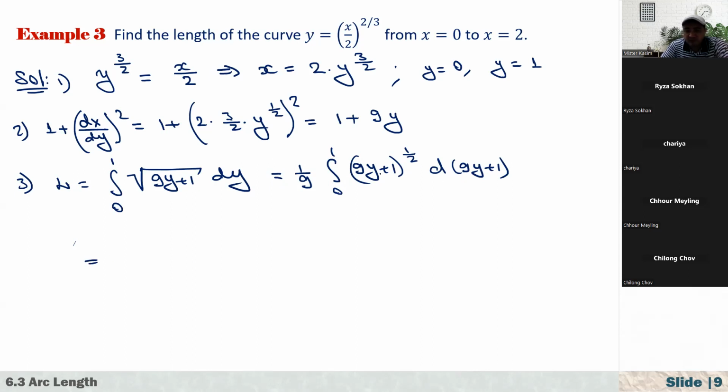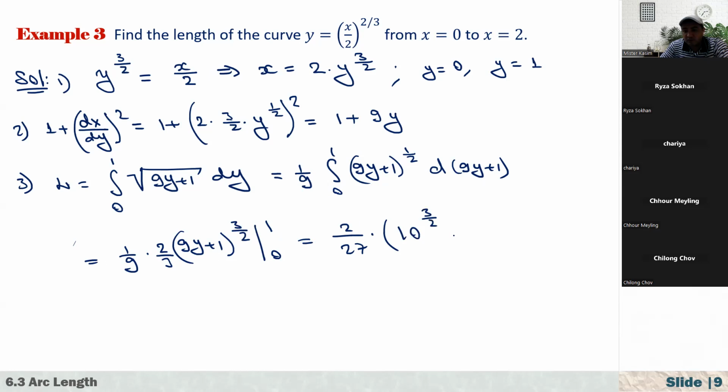So here we have u to the power of 1/2 and du. This integral is equal to 1/9 times (9y plus 1) to the power of 1/2 plus 1, which is 3/2. So in front we have 2/3, changing from 0 to 1. That equals 2/27. When y is 1, 9 times 1 is 9, plus 1 is 10. So that is 10 to the power of 3/2.